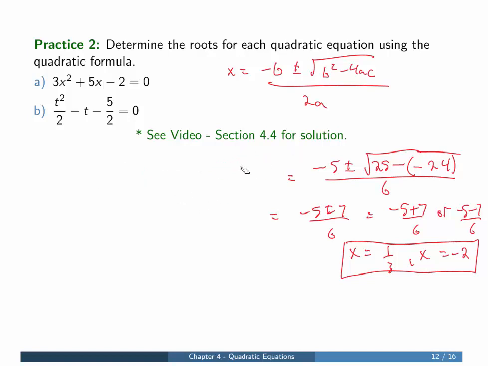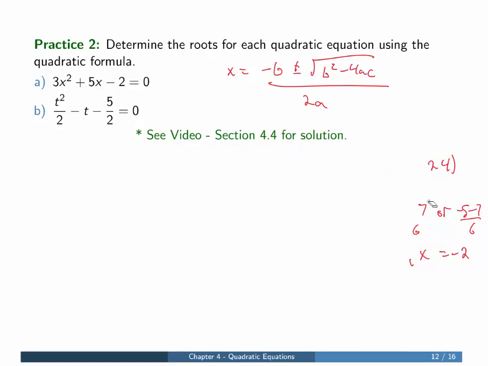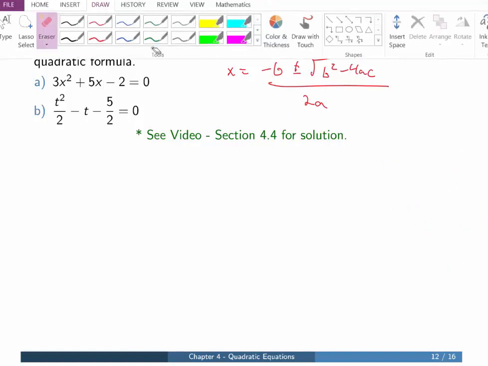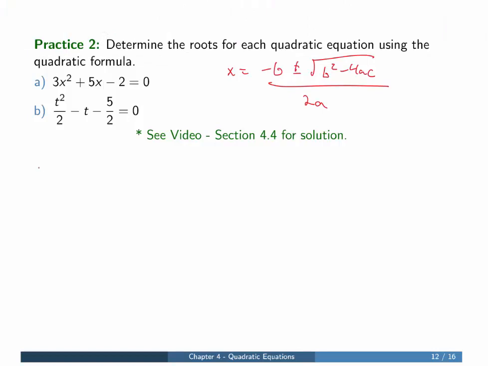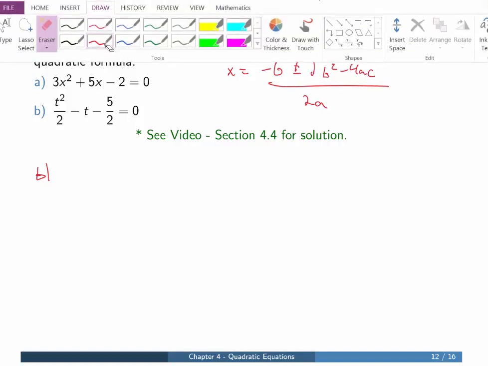I'm going to do the same thing, except this time with those different parameters. So for B, we have x, actually, sorry, we have t, because we're dealing with that.